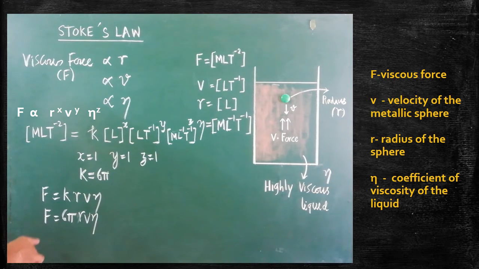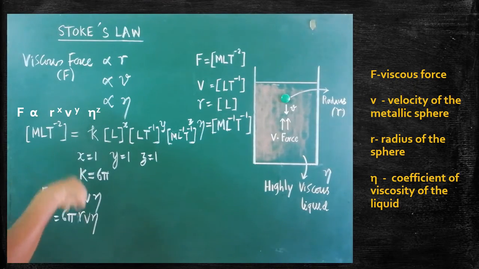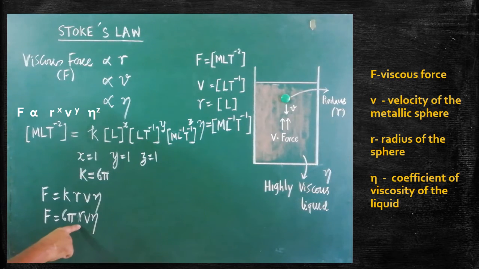By using this formula, we are able to calculate the viscous force experienced by a spherical body when it is moving through a highly viscous liquid. By knowing the radius of the sphere, the velocity of the sphere, and the coefficient of viscosity of the liquid, we can calculate the viscous force experienced by the spherical body.